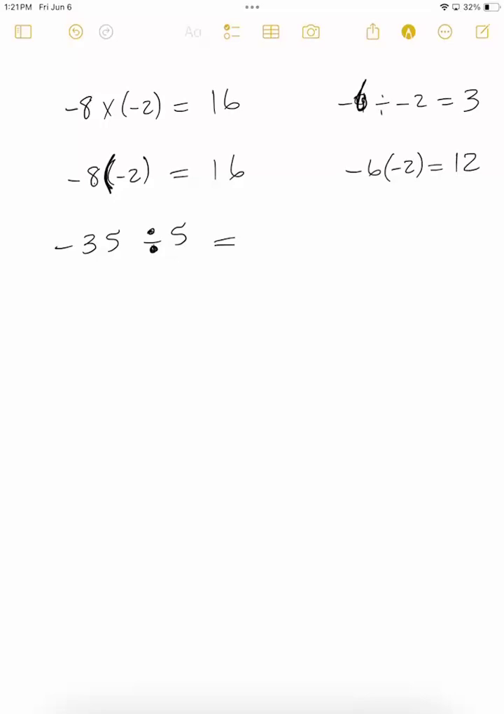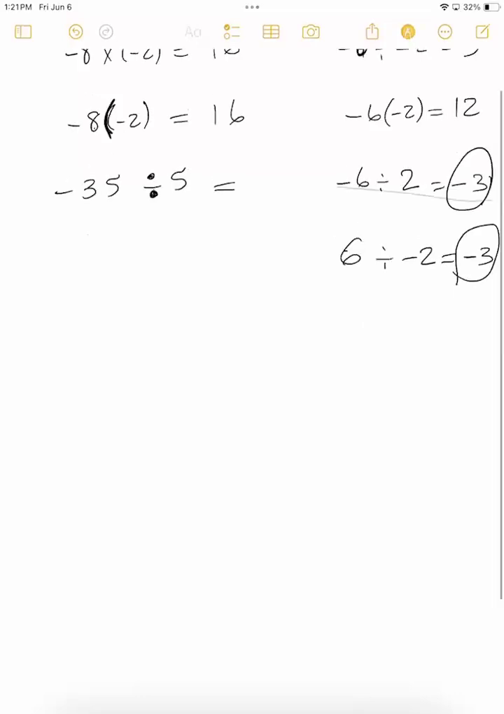But if you have a negative and a positive, or if you have a positive and a negative, the answer is going to be negative. Negative divided by positive is negative. 6 divided by 2 is 3. Positive divided by negative is negative. 6 divided by 2 is 3. Negative divided by positive is negative. 35 divided by 5 is negative 7.